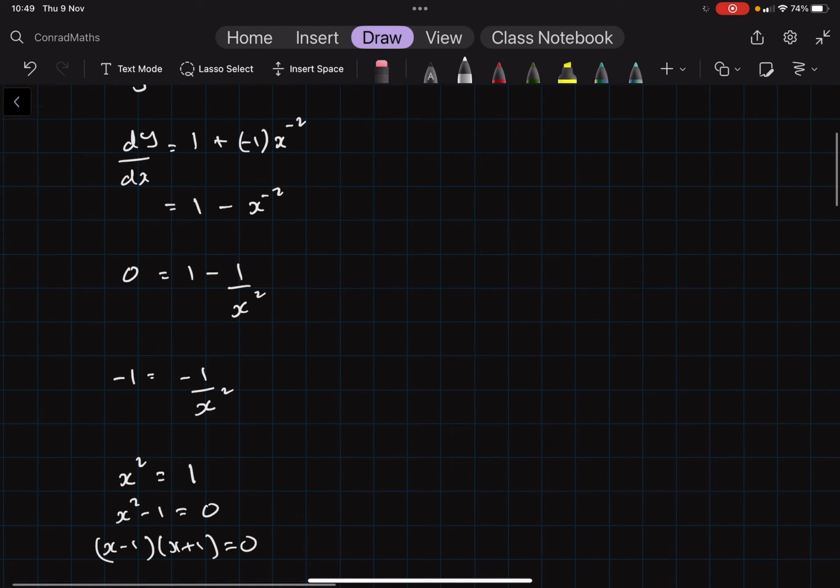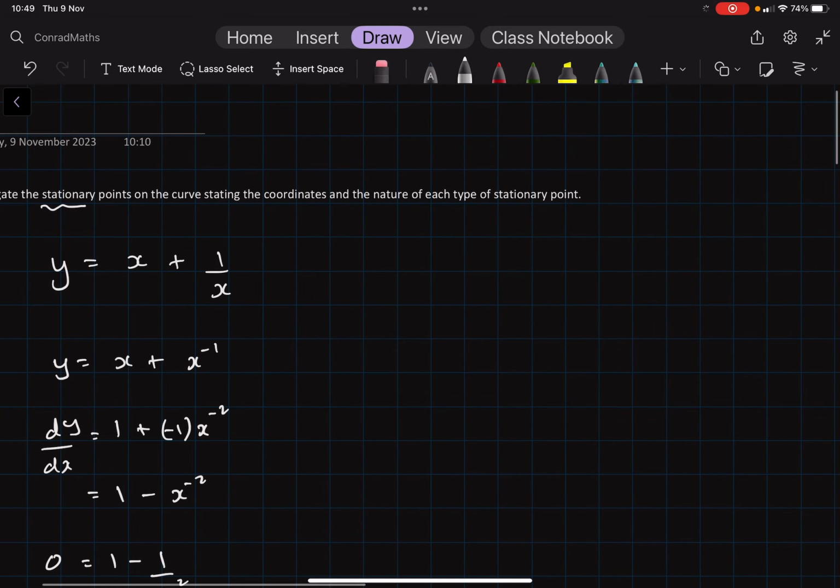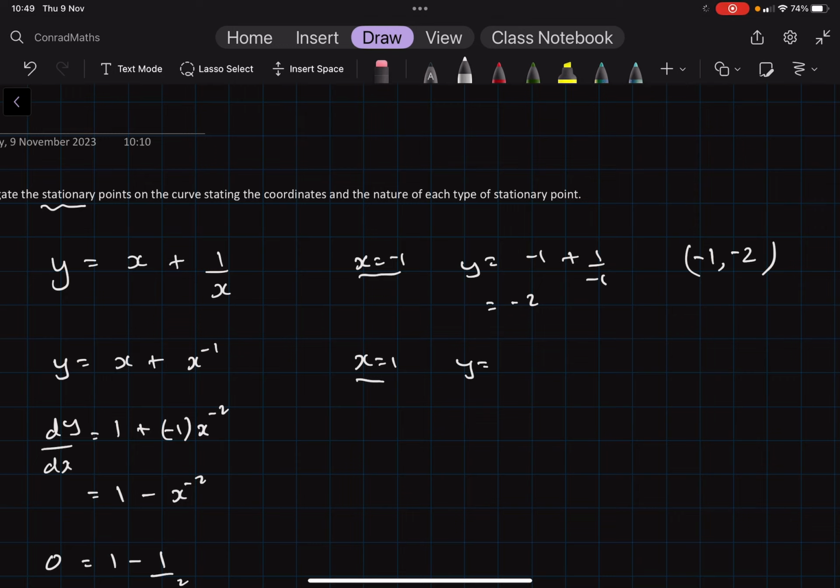We were actually asked to find the coordinates of the turning points, so we need to find the y value. So when x is negative 1, y is equal to negative 1 plus 1 over negative 1, and that gives us negative 2. So there's a turning point at negative 1, negative 2. And when x is equal to 1, y is equal to 1 plus 1 over 1, which is 2. So there's a turning point at the coordinates 1, 2.